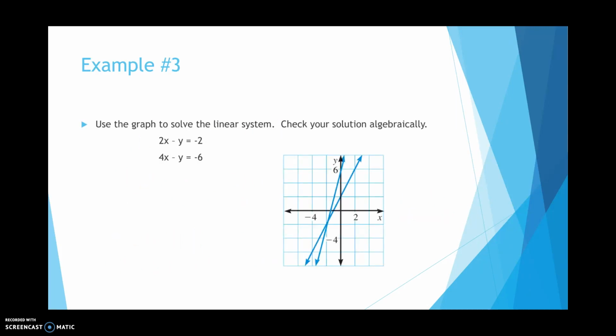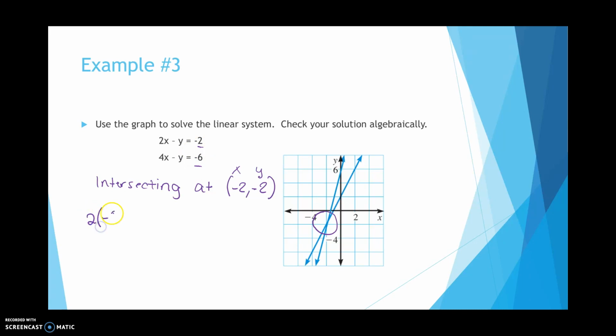Last example here, it says use the graph to solve the linear system. And so here they've graphed it, they've given us the equation, so we need to see where those two lines intersect. And they intersect, notice my graph is counting by 2s, not by 1s, at the point (-2, -2). So then what we do is we need to check to make sure that is a true situation for these equations.